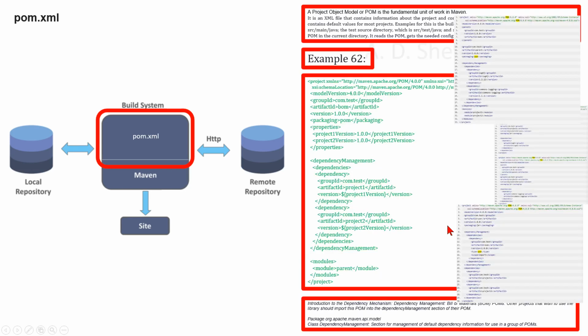Now we are considering bill of materials, or BOMs, in POMs. Imports are most effective when used for defining a library's POM. The other projects that wish to use the library should import this POM into the dependency management section in their POM.